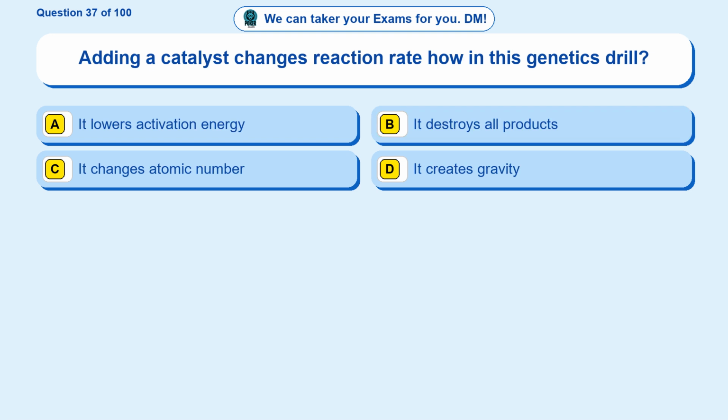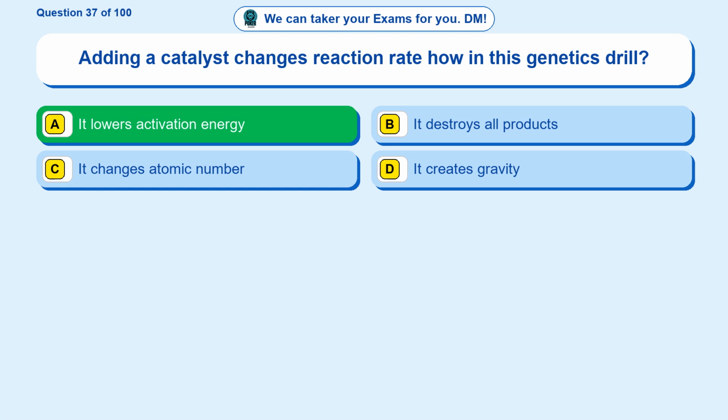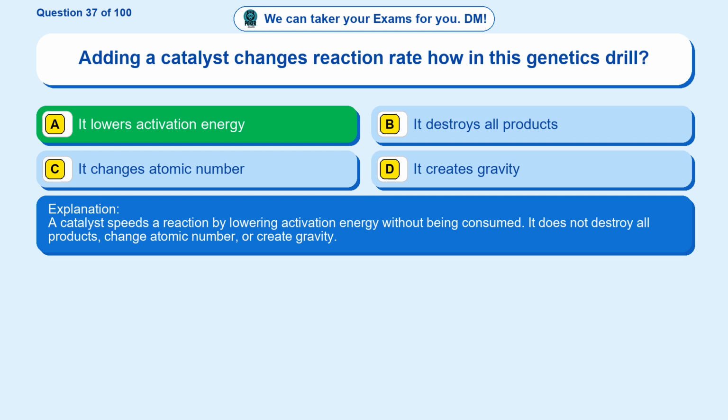Question 37. Adding a catalyst changes reaction rate how in this genetics drill? Option A. It lowers activation energy. Option B. It destroys all products. Option C. It changes atomic number. Option D. It creates gravity. The correct answer is option A. It lowers activation energy. A catalyst speeds a reaction by lowering activation energy without being consumed. It does not destroy all products, change atomic number, or create gravity.